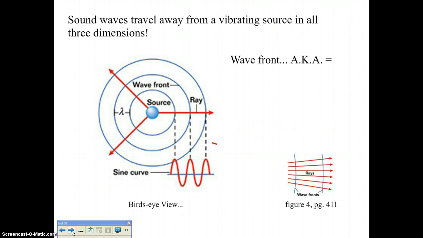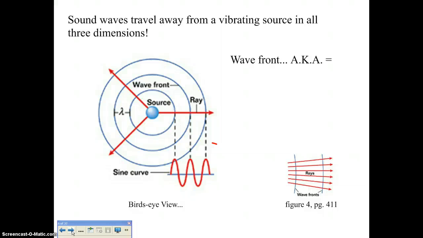Sound waves travel away from a vibrating source in all 3 dimensions, X, Y, and Z. So in other words, if we were in the classroom right now and I was speaking at you directly, the students to the left, right, behind, in front, if they were above, if they were below, would be able to hear my voice projected.